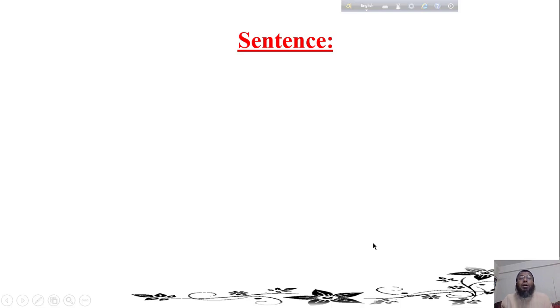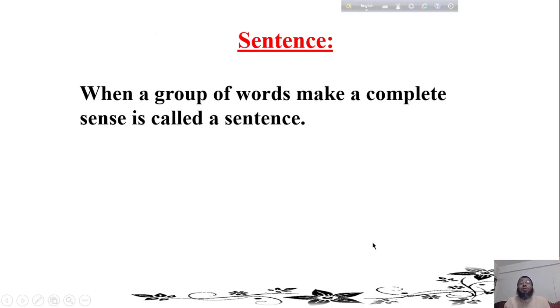Okay, now look, what is the definition here? When a group of words makes a complete sense, it is called a sentence. That means the first target of a sentence is to complete your sense. That means the message which you are going to give to another one must be clear and complete. Then it would be a sentence. Without completing any sense, that cannot be a sentence. Fine.